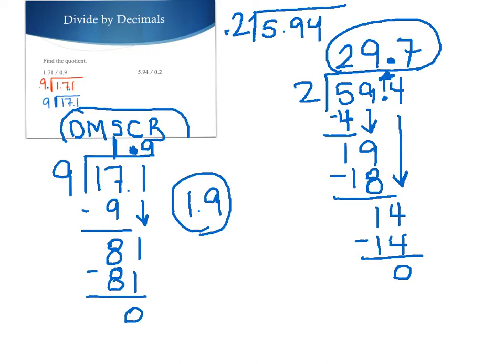And when I look at it, is it right? 59 is close to 60, and 2 times 30 is 60, and my answer is 29, and 29 is close to 30. Therefore, I know that my answer seems reasonable.